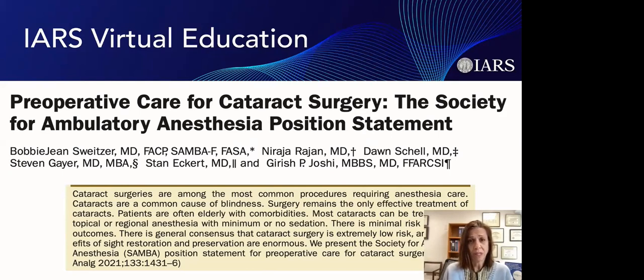Patients who have visual impairment are at risk for falls, at risk for breaking their hips and other bones. They're at risk for having car accidents. They have trouble taking their medications. They have trouble monitoring their blood sugar. They have trouble engaging in activities, especially social activities, because of the lack of visual acuity. So it's very important that we try to remove any barriers for patients to have cataract surgery.